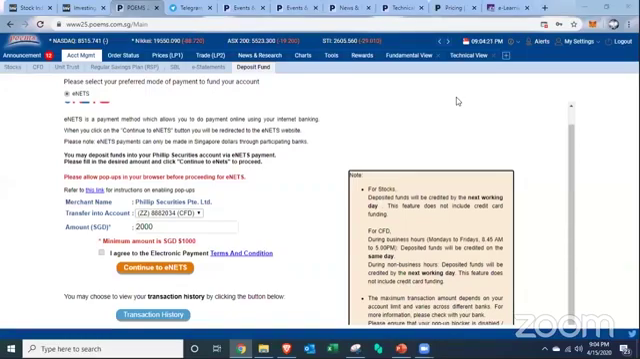Other than funding the account directly, you can also fund your account through EPS. You can fund by bill payment to your stock account, and from there subsequently submit a withdrawal to CFD. So how do you submit a withdrawal to CFD?